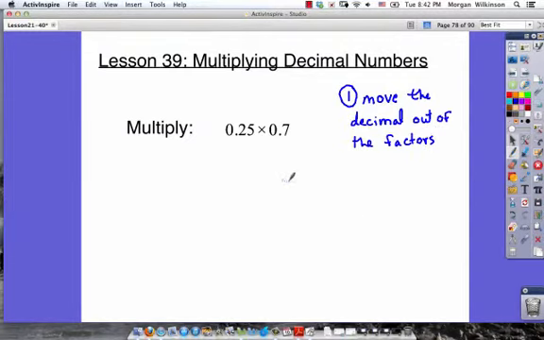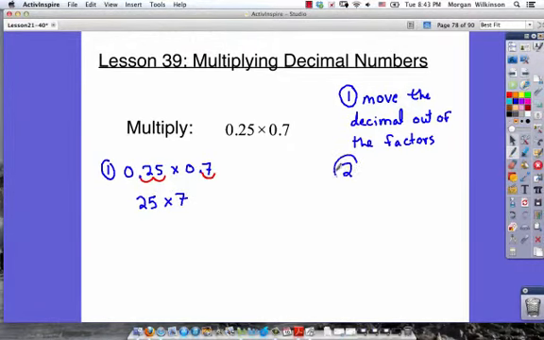So when we move the decimal out of the factors, we'll call this step 1 on our left side. We're going to get 0.25 times 0.7. We're going to move the decimal out, and you can see we're going to move it once, twice, 3 times total. So we moved the decimal out 3 times, so what we're really going to get is 25 times 7 as our multiplication problem.